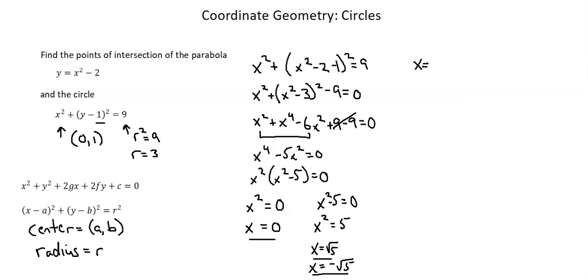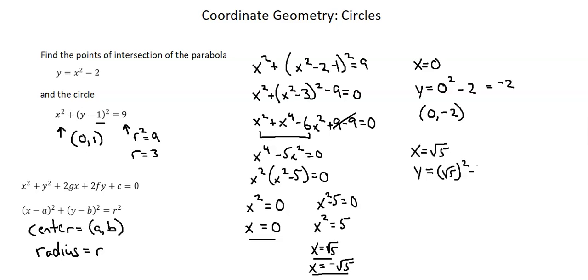So for x equals 0, we have y equals 0 squared minus 2, replacing the x with 0. y will simplify to negative 2, so our first point of intersection is 0, negative 2. When x equals the square root of 5, again using the parabola equation, y equals now the square root of 5 squared minus 2, which simplifies to 3. The square root of 5 squared is 5. 5 minus 2 is 3. Our second point of intersection is root 5, 3.